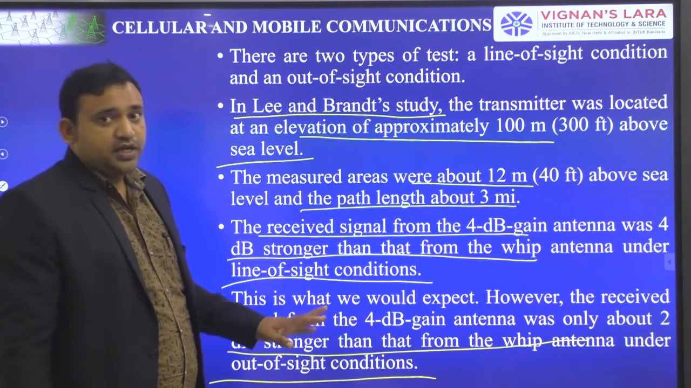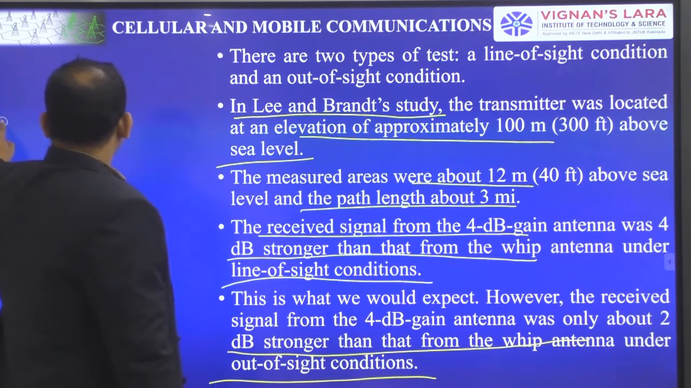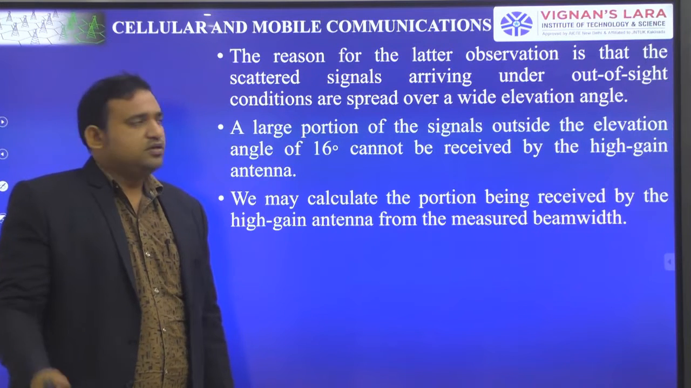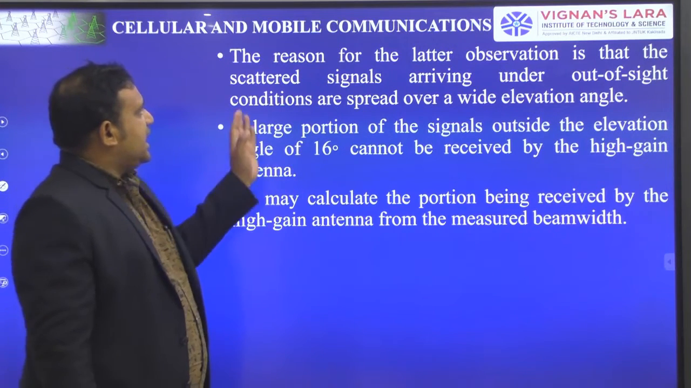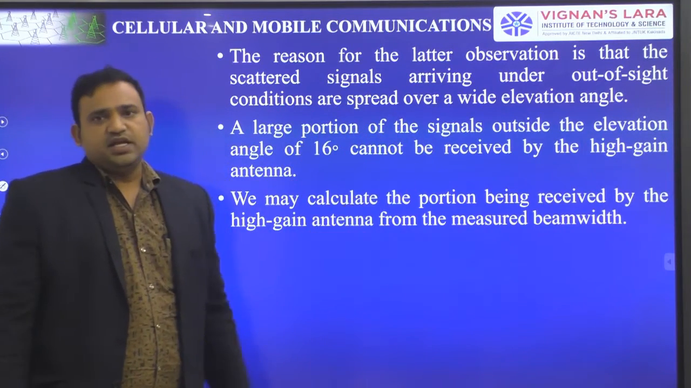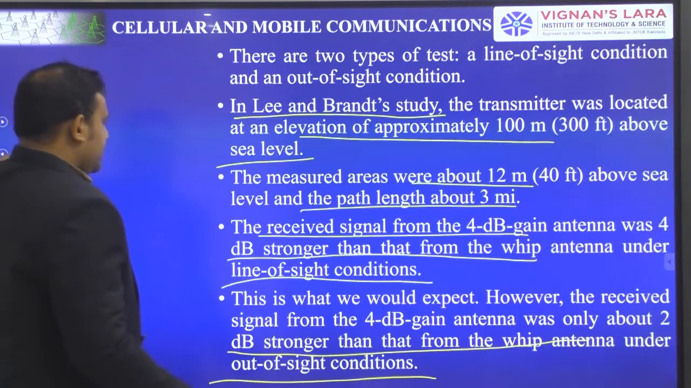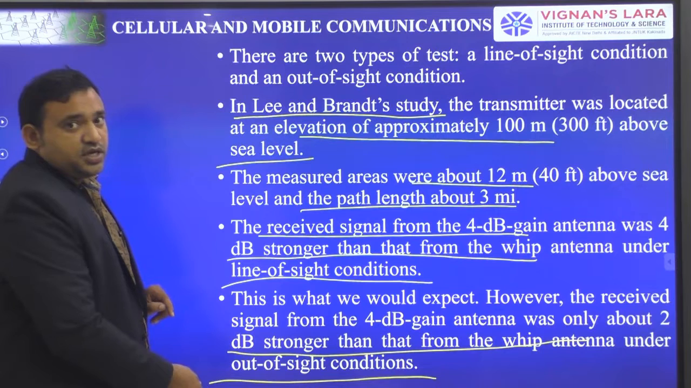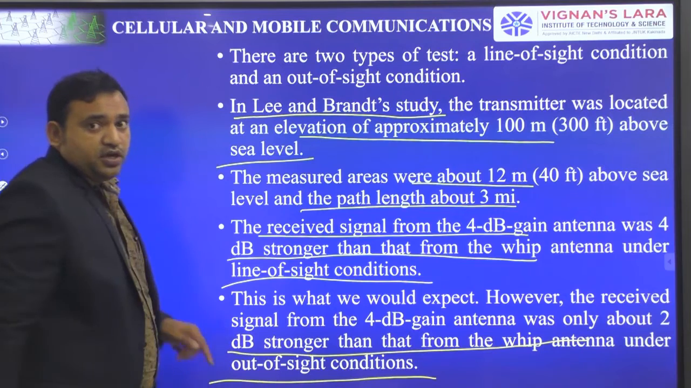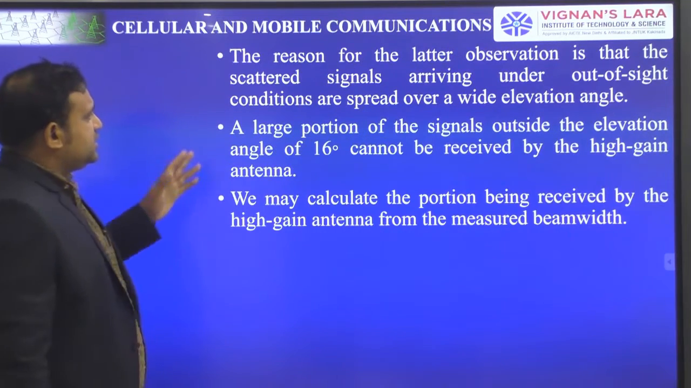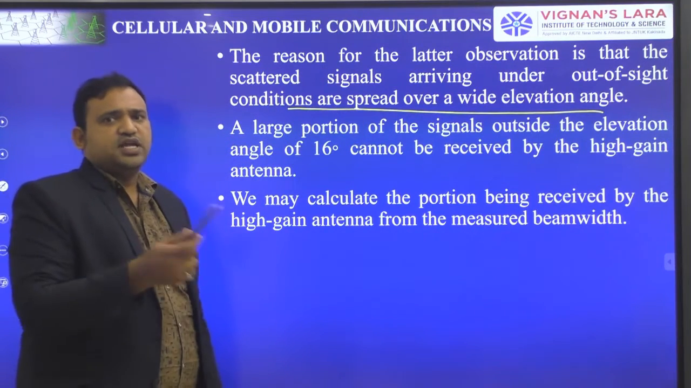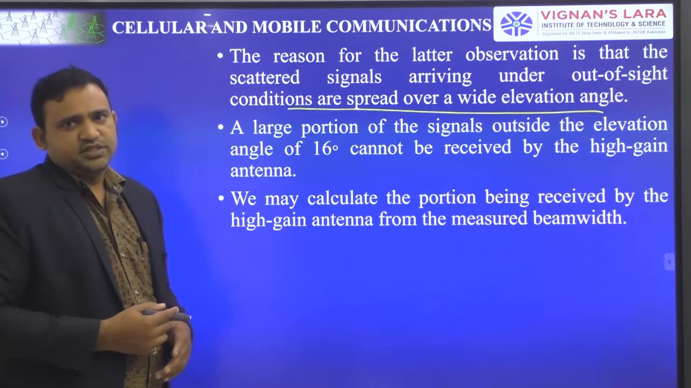These are the tests we are conducting. This is nothing but a study. The reason for the latter observation, the latter observation meaning out of sight condition, is that scattered signals arriving under out of sight condition are spread over a wide elevation angle. Here in line of sight it is 4 dB stronger, but here it is only 2 dB stronger in out of sight condition. The reason is that they are spread over a wide elevation angle, and the quality decreases.